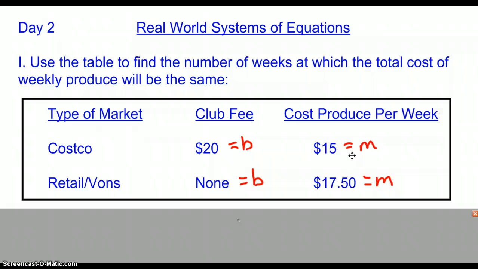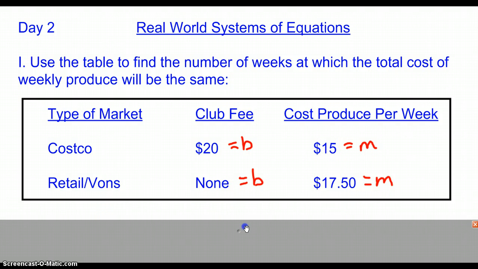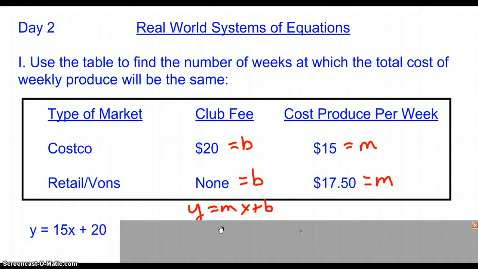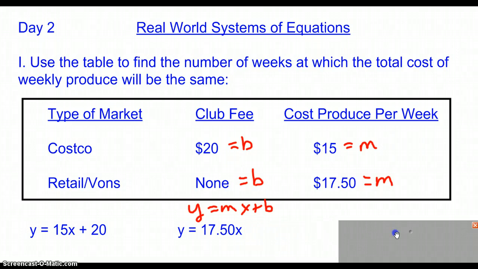The total cost for Costco would be, if we're going to use our favorite form, y equals mx plus b, let's just take the m and put it in the place of our slope and the b as the starting point. So for Costco we have y equals 15x plus 20. And for Vons we have y equals 17.50x plus 0, or just 17.50x.